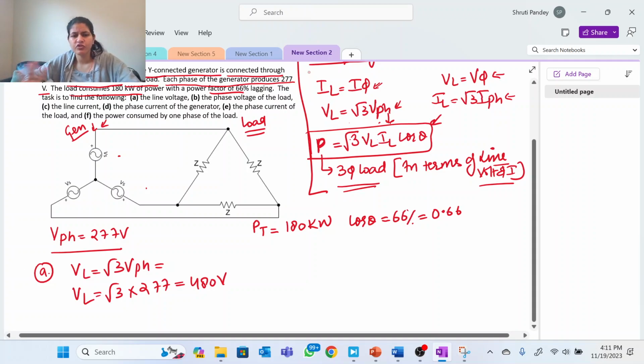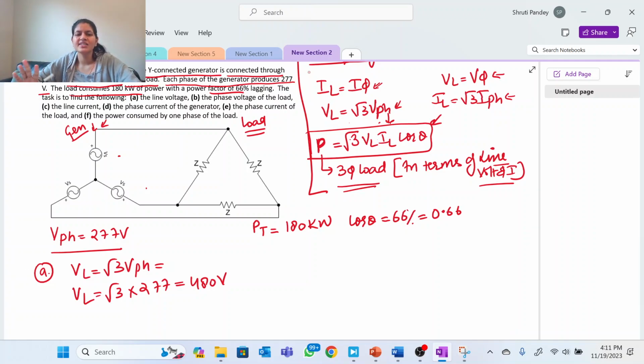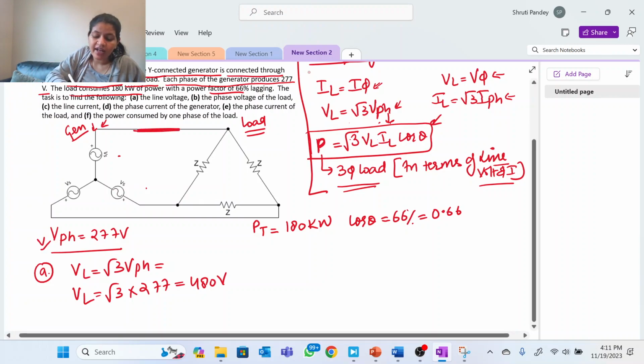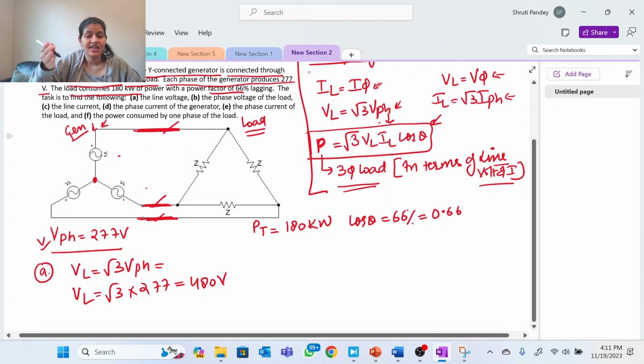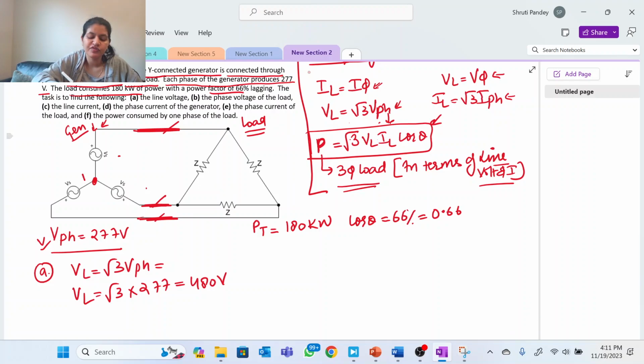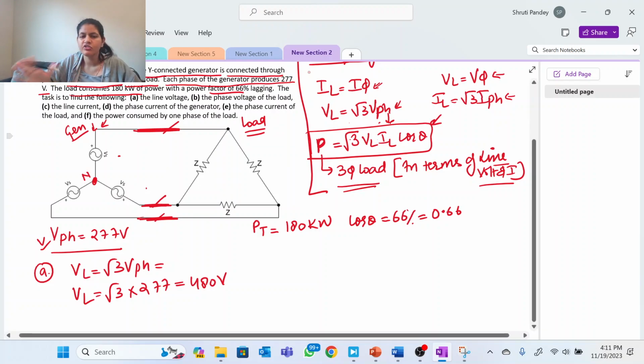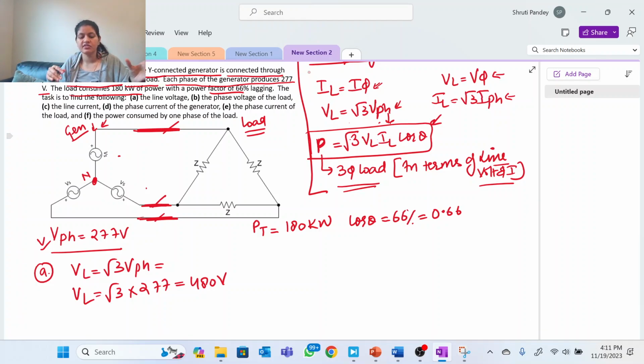You have to check which voltage is given: this side voltage is given, and also see that the lines are common. So the line voltage for the source side and the line voltage for the load side will be the same, because these three lines are common. The phases are different, because in star connection, phase is always in terms of neutral. So phase values will be different, but line values will be the same for both generator and load.